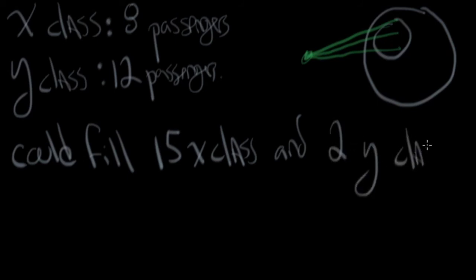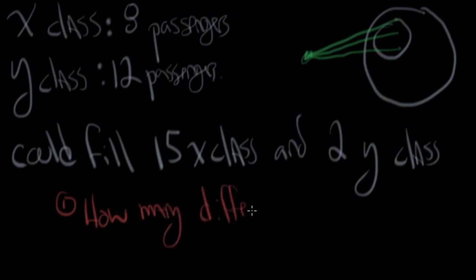That's what we know. And what do I actually want to know? If you're Admiral Akbar and you're planning this, how many combinations are there? So how many different combos could I send to the Death Star? How many could I do? We know we could send 15 X-class and 2 Y-class. That's one option. But are there different options that Admiral Akbar could send?